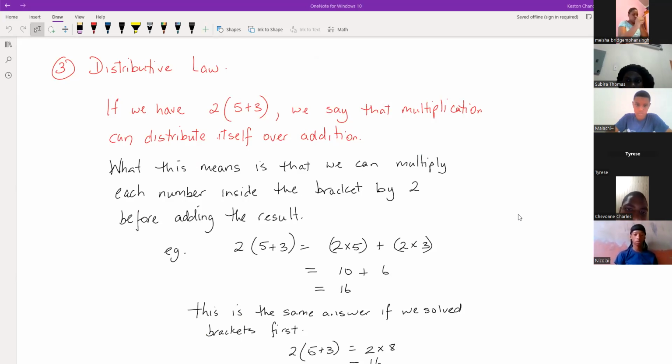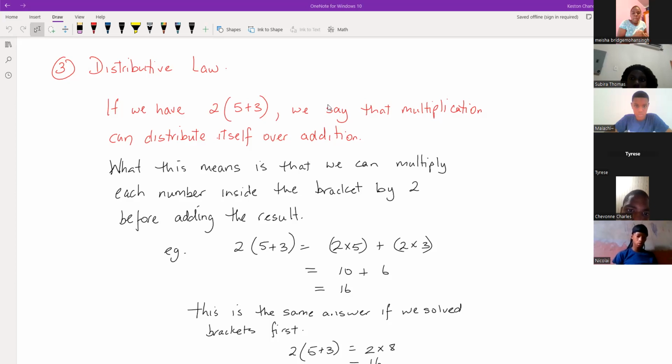Right, so brackets don't affect the answer we get, and the order in which we add or multiply numbers doesn't matter. Right, once we are adding and multiplying, order doesn't matter. Distributive law now. So if we have something like 2 open brackets 5 plus 3, we could say that multiplication could distribute itself over addition.